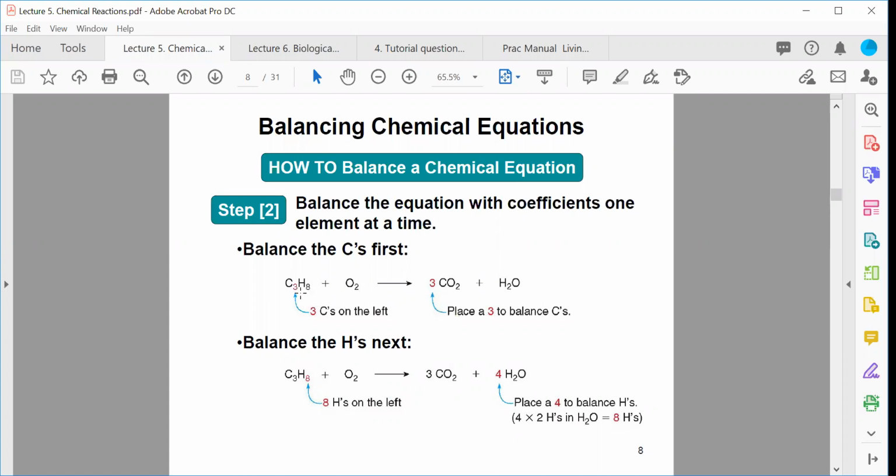Next, we'll look at the hydrogens. So we've got 8 there. On the right, how many do we have? We've only got 2. Okay, so let's look at what we do. Once again, 8 there, but we only had 2 on the right, so we place the coefficient 4 there in front of water. 4 times 2 is 8, so we now have 8 hydrogens there to balance those ones in the reactants.